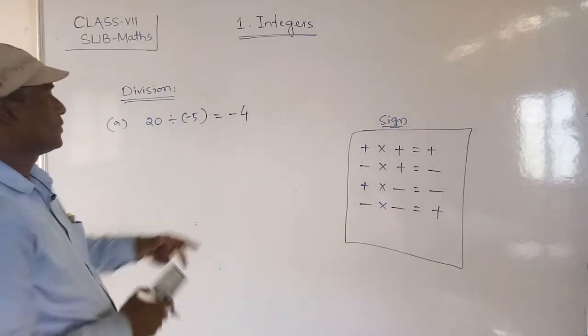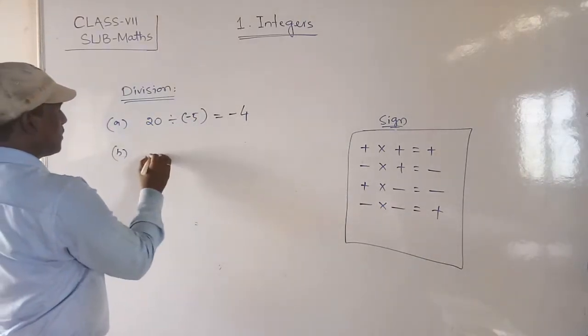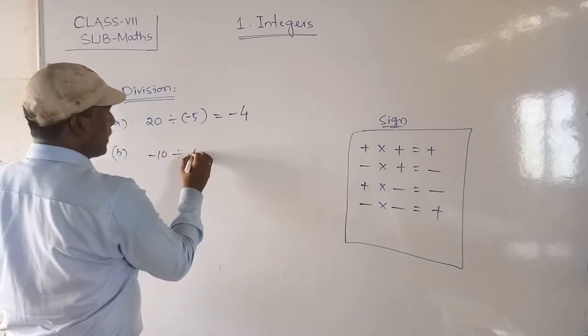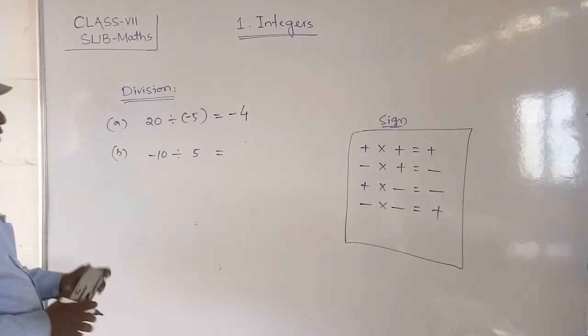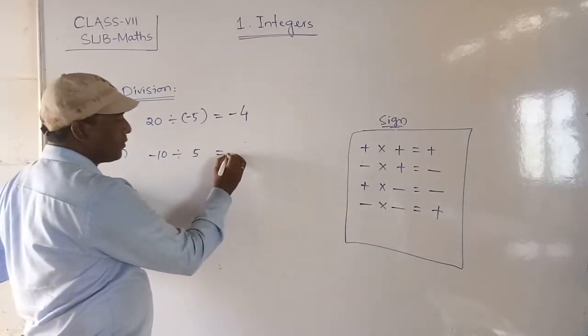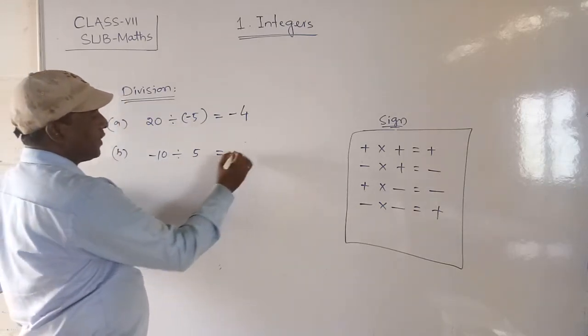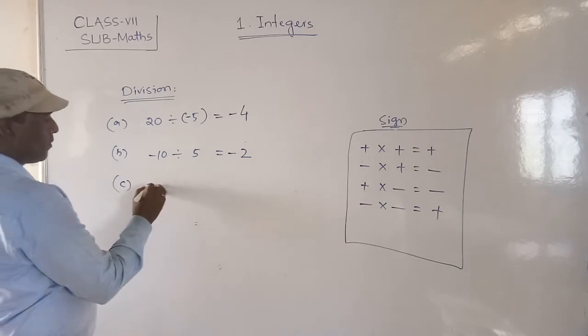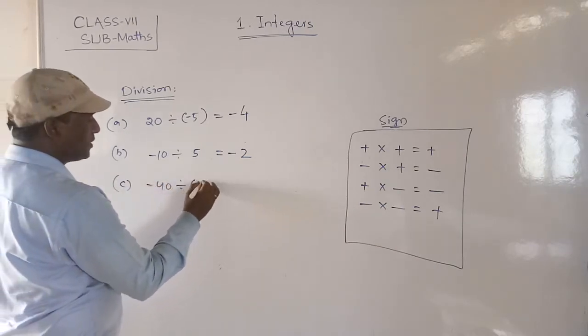So friends, observe another one: minus 10 divided by 5. What is the answer? Students, observe here. This is the negative sign, this is the positive sign. So the answer will come negative. 10 divided by 5 is equal to 2. Okay? So see, minus 40 divided by minus 10.